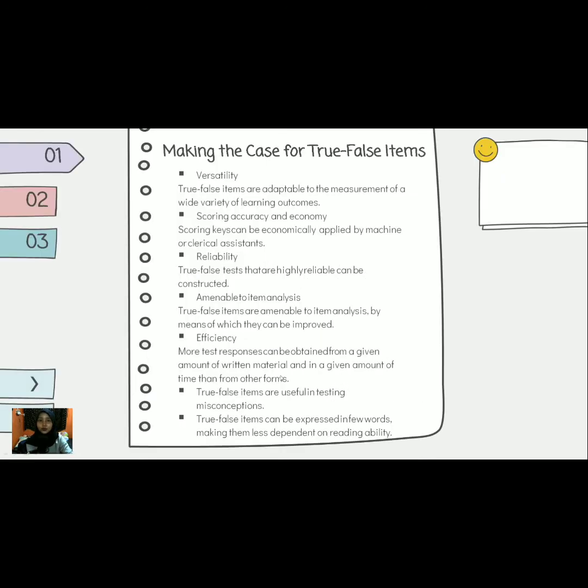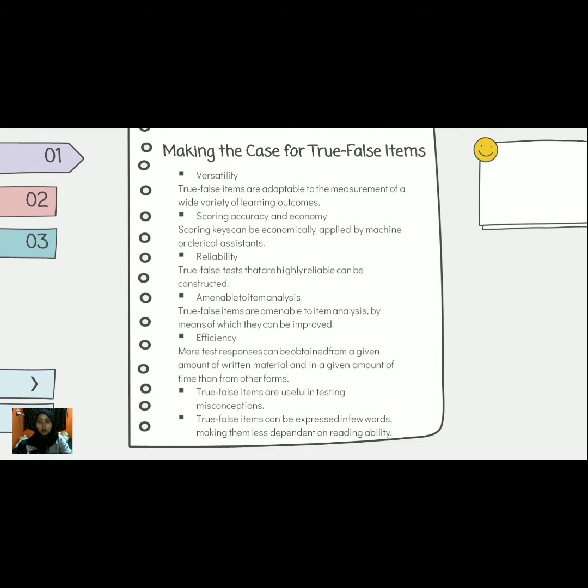Making the case for true-false items. Number one is versatility. True-false items are adaptable to the measurement of a wide variety of learning outcomes. Number two, scoring accuracy and economy. Scoring keys can be economically applied by machine or clerical assistants. Number three, reliability. True-false tests that are highly reliable can be constructed.